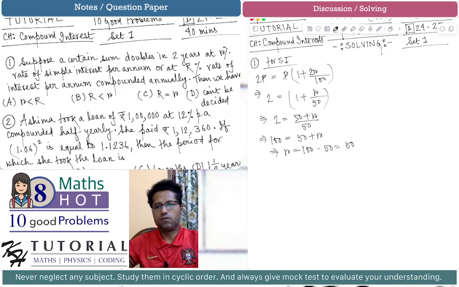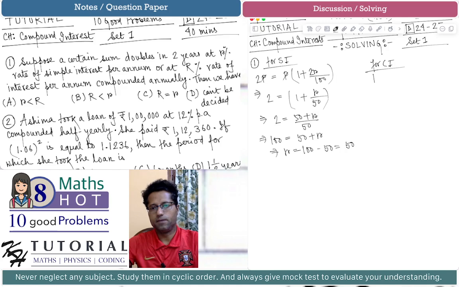Okay. Now for the compound interest, what we are having is P, the same amount. For the compound interest also, the sum is doubling. So A is equal to 2P, where P is the initial sum or the original principal, and the rate of interest is R, and T is also 2 years. T is 2 years, and rate per annum is equal to R.